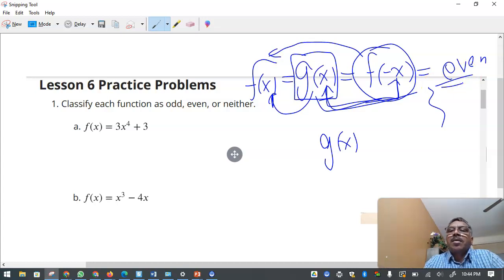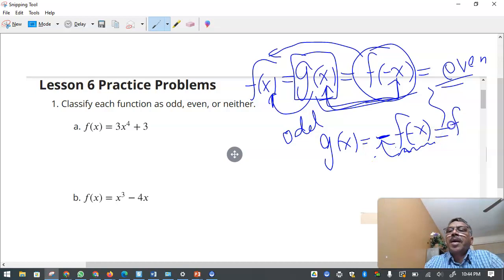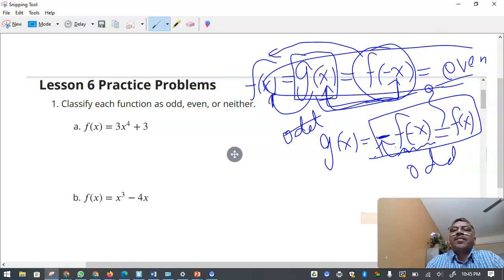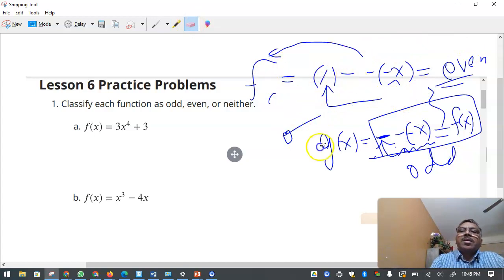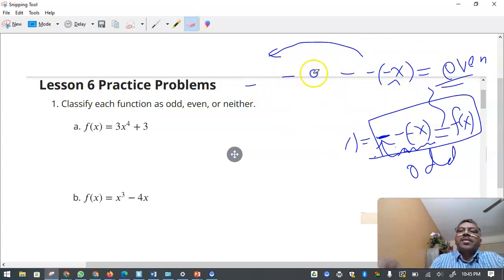Then what about an odd function? For an odd function, the new function is minus f of minus x. So basically you are reflecting over the y-axis first, and then reflecting over the x-axis. And if you happen to get f of x, then that is an odd function, and the other one is an even function. Let's see how to use this to tell which of the given functions is even or odd.